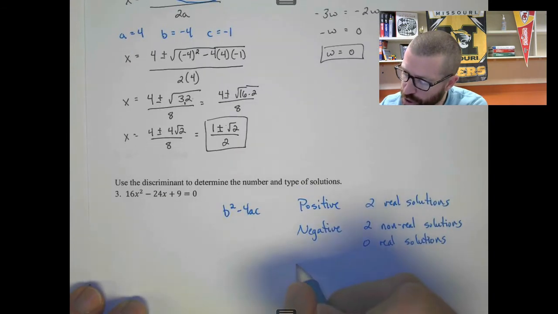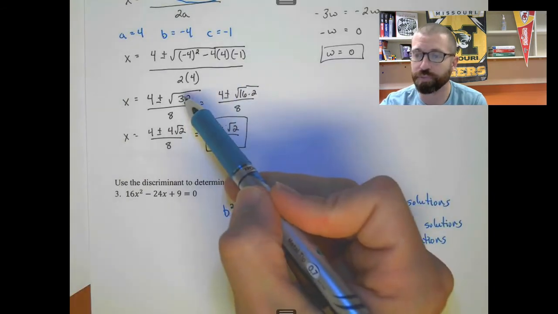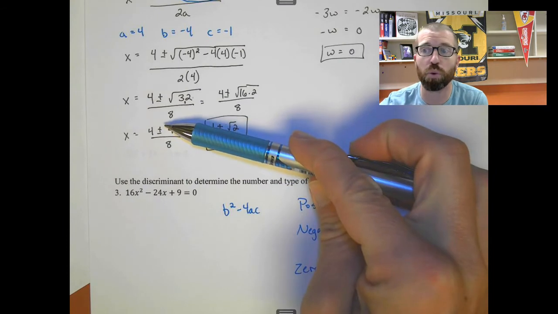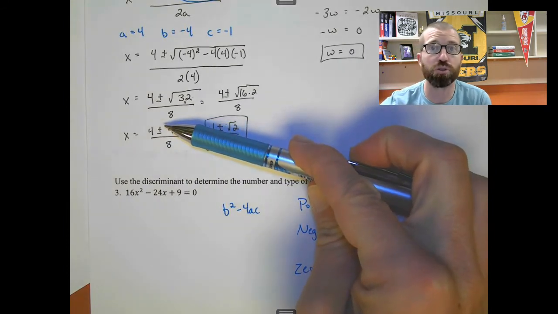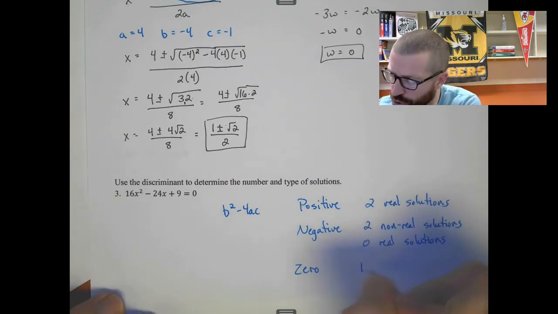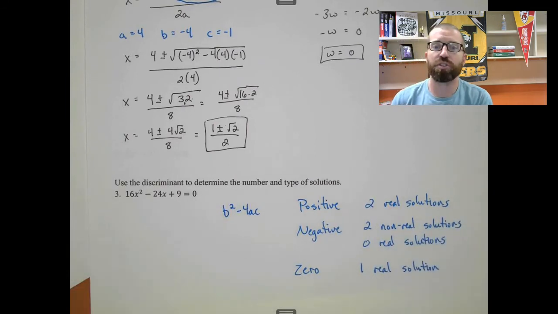And if the discriminant is 0, so what happens if it's 0? Well, this is just gone. And so you can kind of picture this radical here being gone. So you would just have 4 over 8. So you just have one solution. Your plus or minus part is no more because it's 0. So this is one real solution. And this is the situation where the vertex of the graph sits on the x-axis.